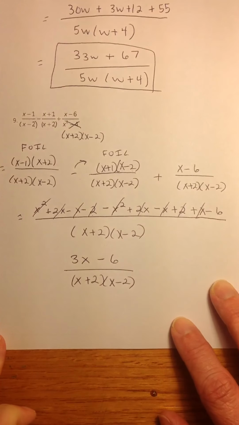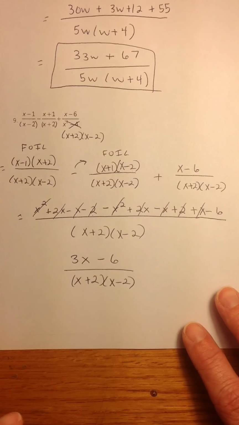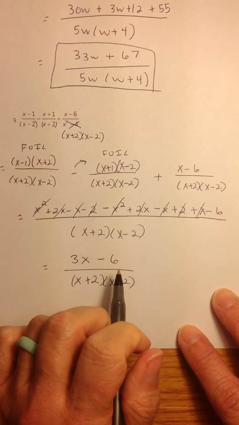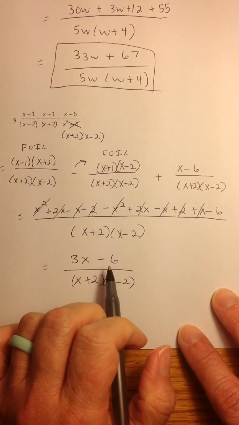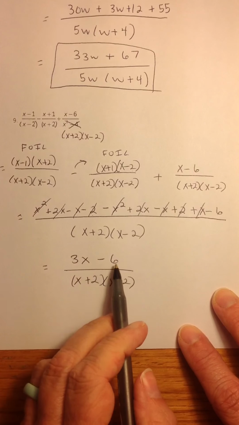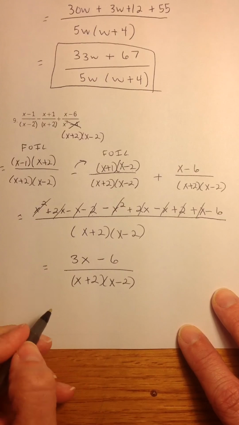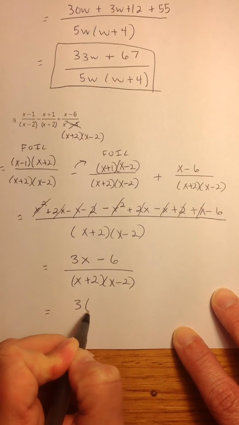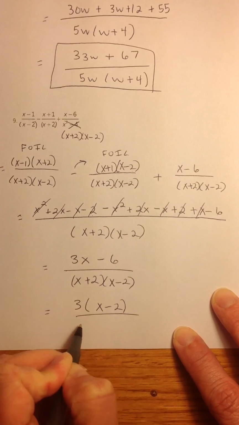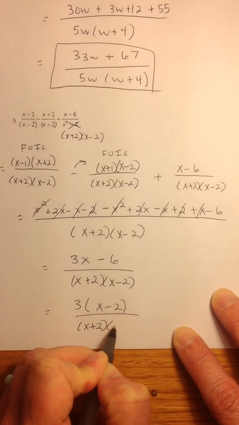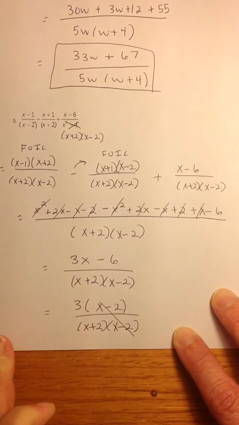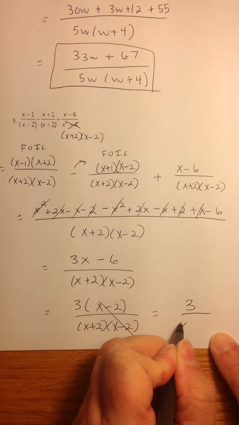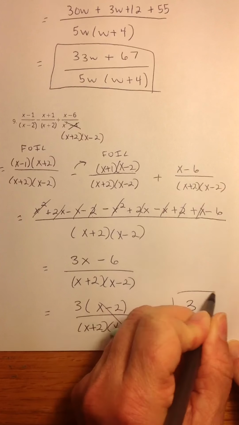Now, all of this work has landed me to a fraction that I still need to check if it can be simplified. We simplify by seeing if the top can be factored. These expressions share a 3, so I'm going to factor out 3, and I'm going to get x minus 2 over x plus 2 times x minus 2, and we see x minus 2's cancel. So our final simplified fraction is 3 over x plus 2.